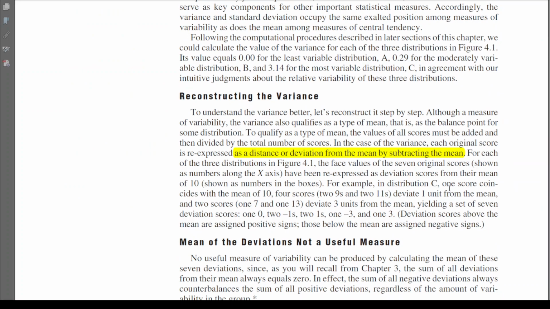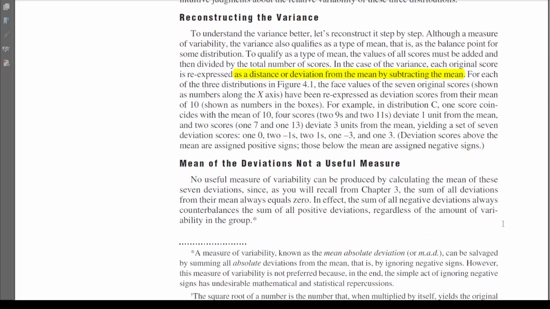For example, in distribution C, one score coincides with the mean of 10, 4 scores deviate 1 unit from the mean, and 2 scores deviate 3 units from the mean, yielding a set of 7 deviation scores. So in all the three distributions, we get 7 deviation scores corresponding to the 7 data points that we have.